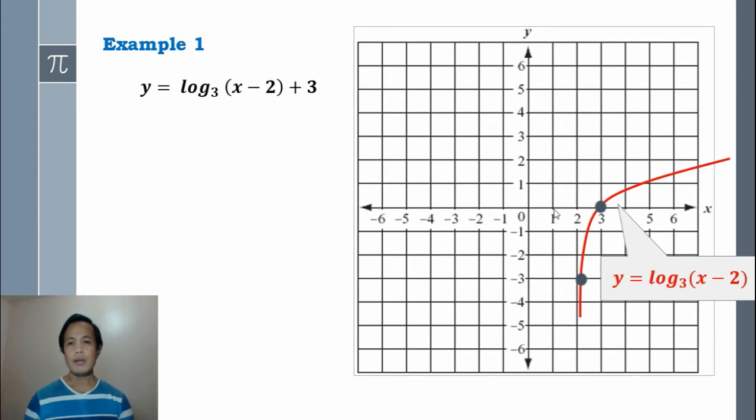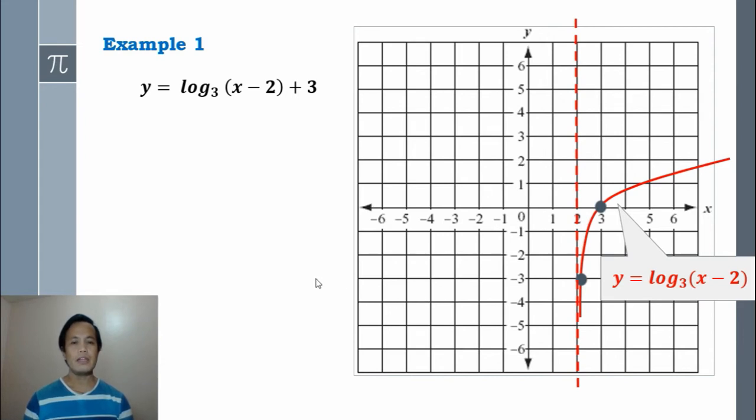So our original point is located here, moves 2 units to the right, 1 and 2. This one here, original point is located here. So this will move 2 units to the right. So we have 1 and 2. This is now our graph. Of course, our vertical asymptote will be x equals 2. So this graph is now the graph of y equals log of x minus 2 base 3.